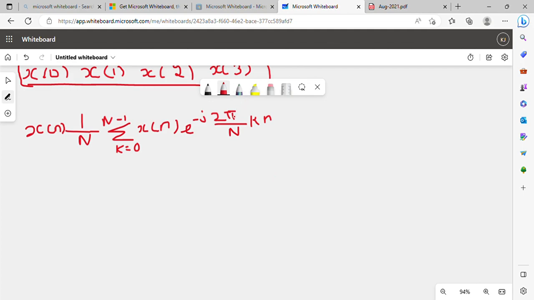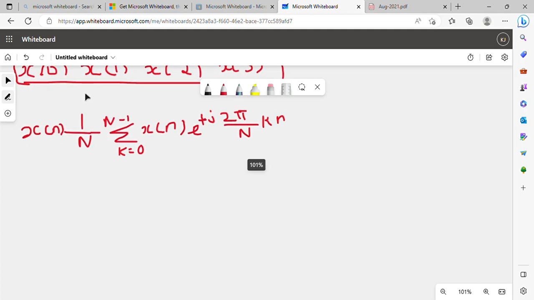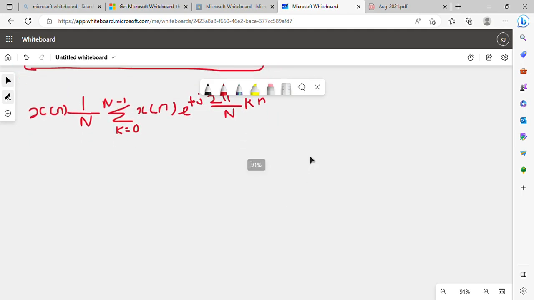So now here this is positive. For your DFT it is negative, for your IDFT it is positive. For this you need not do a process like DFT. What did we do in DFT is that, just a minute students, I'll just bring it upward.